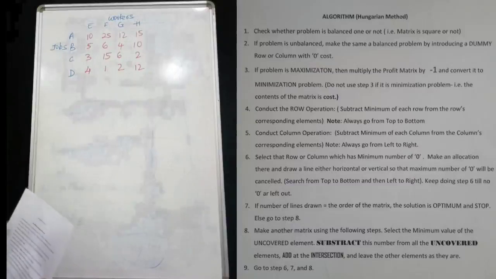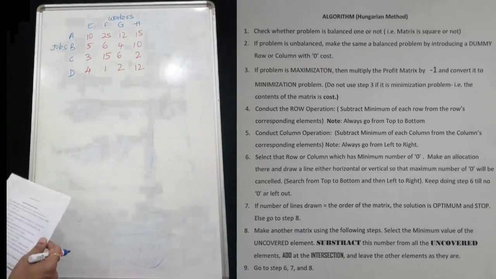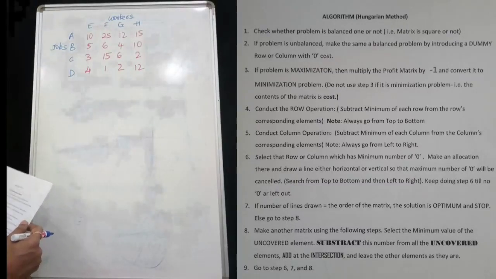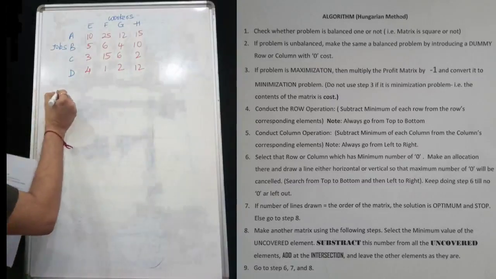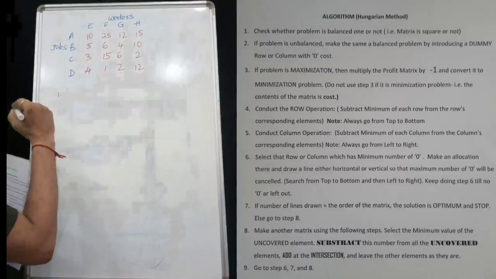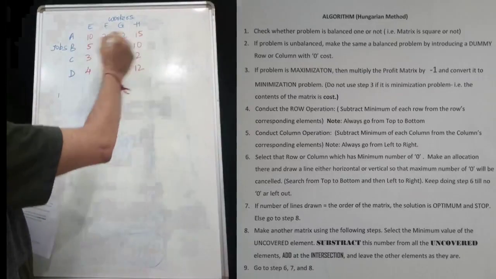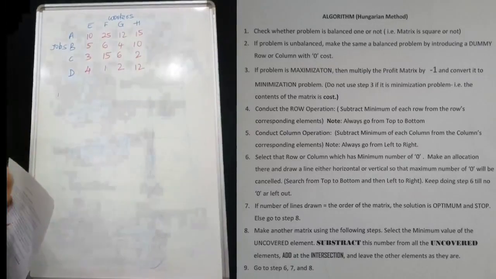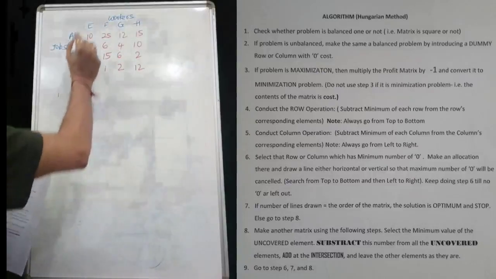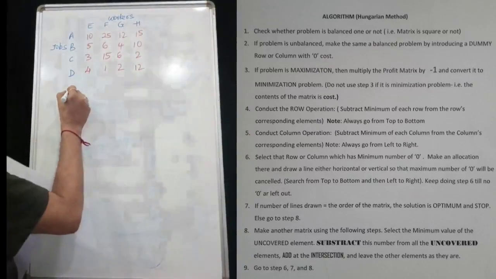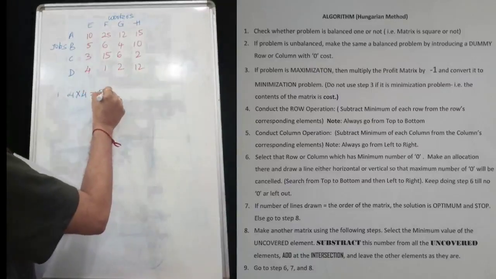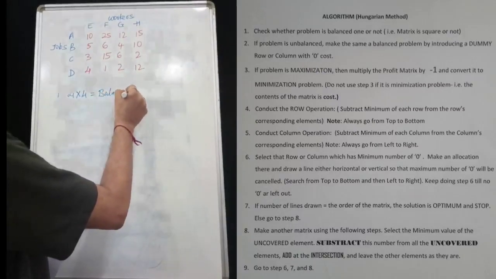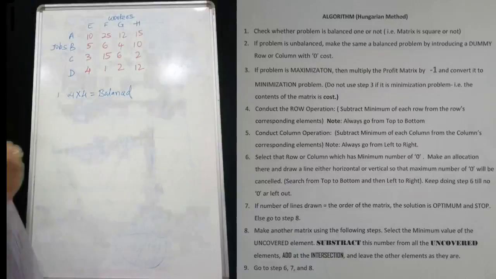So we have got the first step that says check whether the problem is balanced or not. So what is the meaning of a balanced problem? Balanced problem means, whether it is a 4 by 4 matrix or 5 by 5 matrix, whatever it is, it should be a square matrix. So I have got 4 jobs and I have got 4 workers, so it is a 4 by 4 matrix, hence it is a balanced matrix. This is how you should write in the examination.